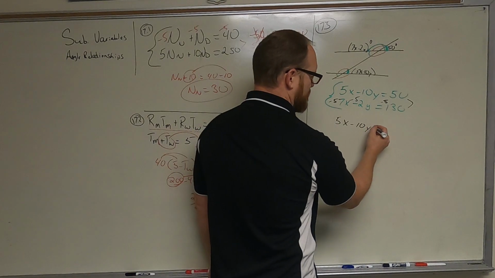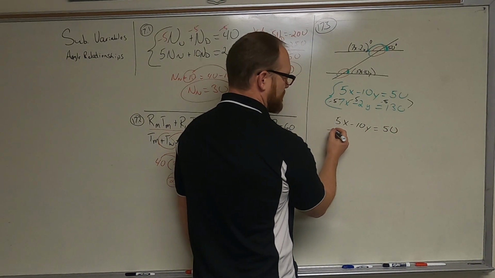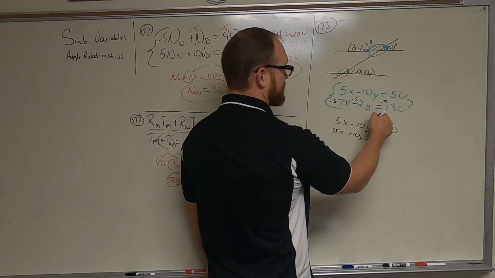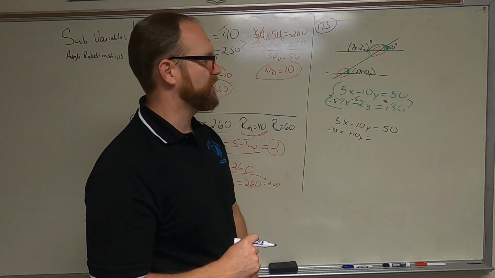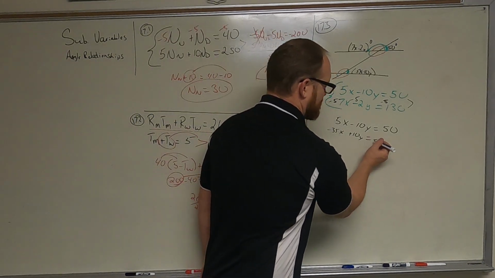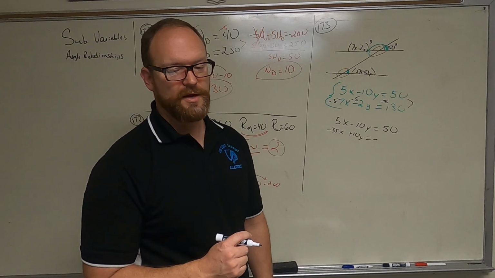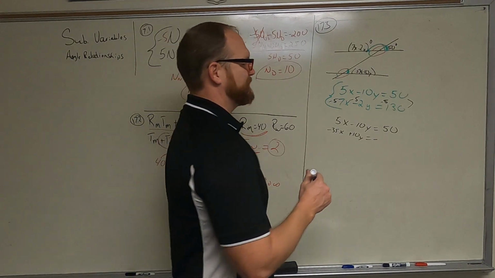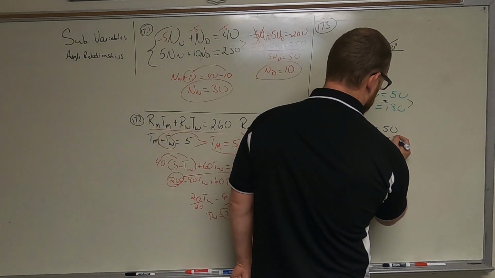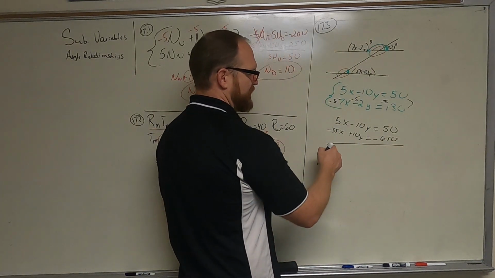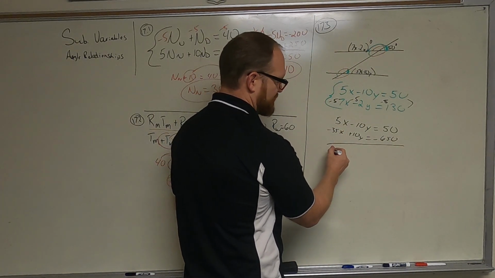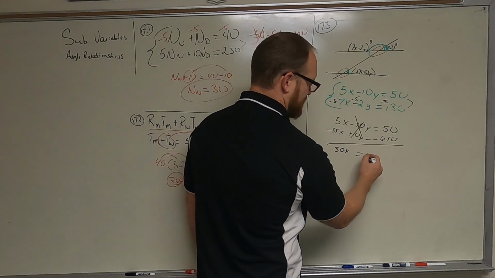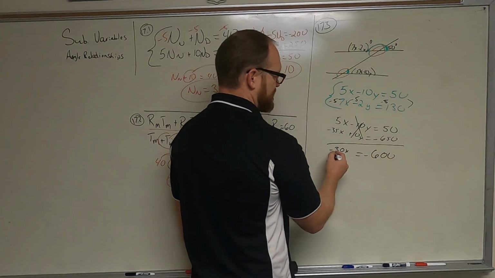5x minus 10y equals 50. Negative 35x plus 10y equals, well, this is the big one. What is 130 times 5? Well, we know it's going to be a negative number. 130 times 5, big one, is going to be 650. Okay, so here's what we have. 5 minus 35 is negative 30x. My y's cancel. 50 minus 650 equals negative 600. Now it gets kind of easy from here.